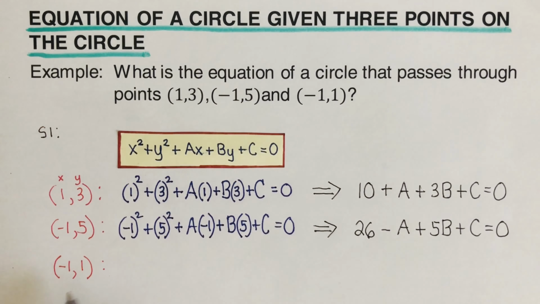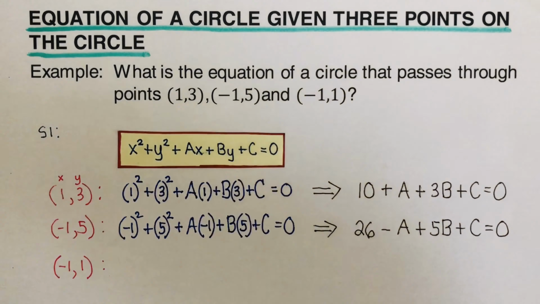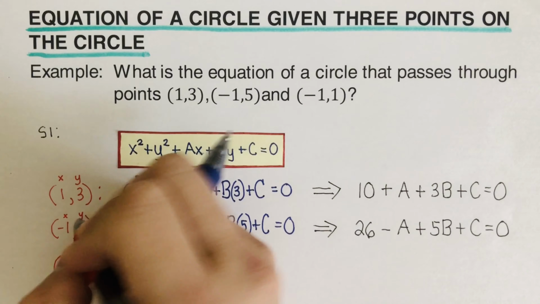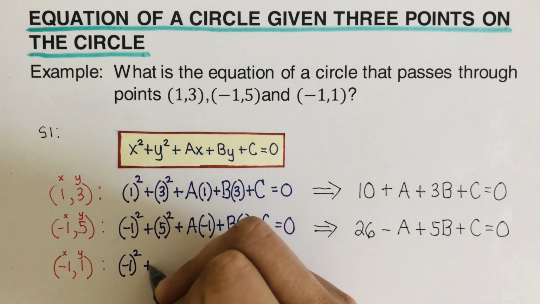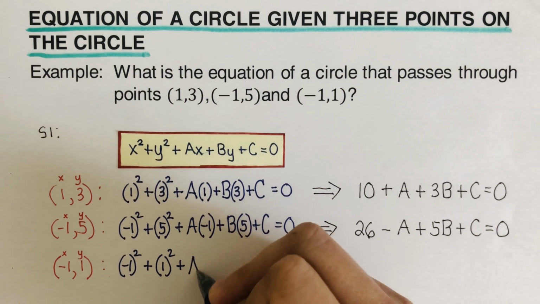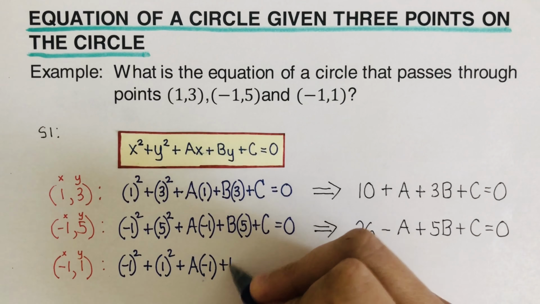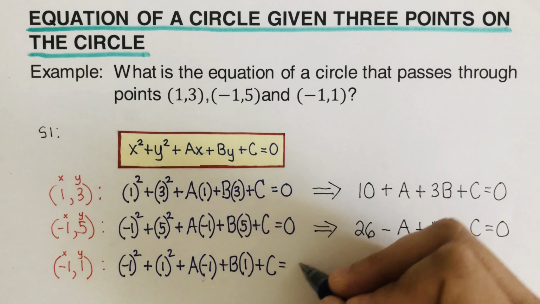At this time, I would encourage you to pause this video and try this problem on your own. And when you're done, unpause it and check your answer. Okay, so we go over the problem here. First, this is again our x, and this is our y. The same thing for this. So we write negative 1 squared plus the y is 1 squared plus a, the x is negative 1. And then b is missing, and then we have a y, which is 1, plus c. So then that is equal to 0.